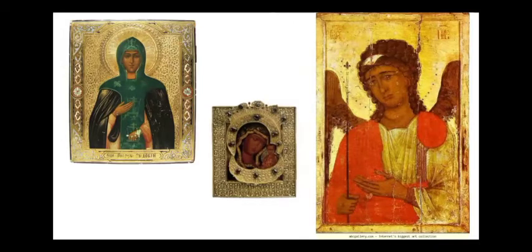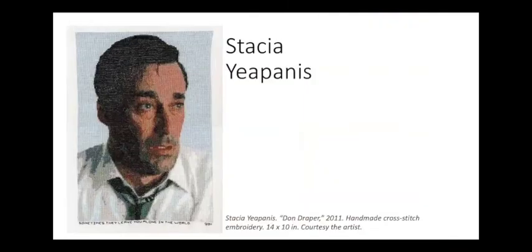Russian icons are typically paintings on wood, often small, though some in churches and monasteries may be much larger. Some Russian icons were made of copper. Many religious homes in Russia have icons displayed. What is an idol? An idol is an image used as an object of worship, one that is adored, often blindly or excessively. This is a piece by Stasia Yapanis.